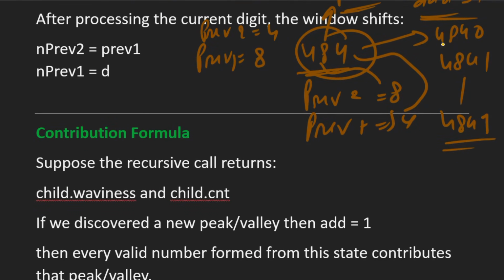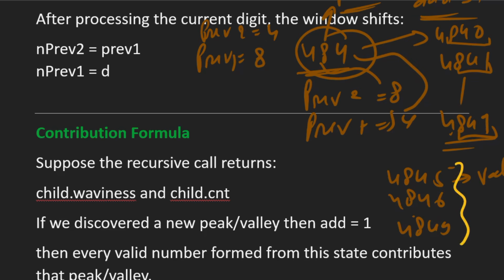So for these childs also we'll see the last 3 digits. So if you see 4845, it has a valley, 4846 also has a valley, and all up to 4849. All these 5 numbers, 5 6 7 8 9, have a valley at 845, 846, 847, 848, 849. So these are valley 5.